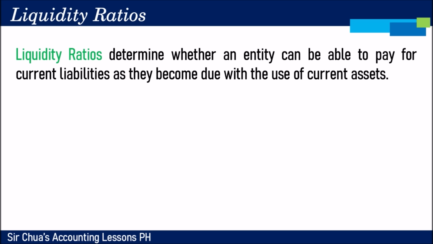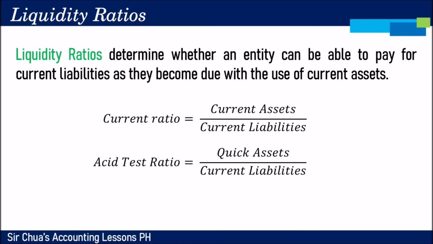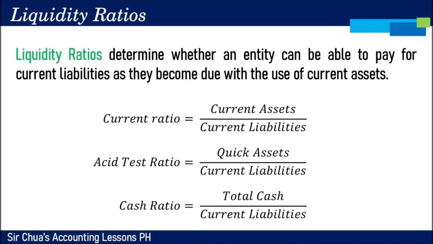Now that we've told that, these are the liquidity ratios that we will be talking about. Current ratio, which is the ratio between current assets and current liabilities, and then acid test ratio, which is quick assets over current liabilities, and your cash ratio, which is the ratio between your cash and current liabilities. So as you can see, it is a comparison of your current asset items versus current liability items. Can the company pay for their current liabilities na current assets ang ginagamit natin?